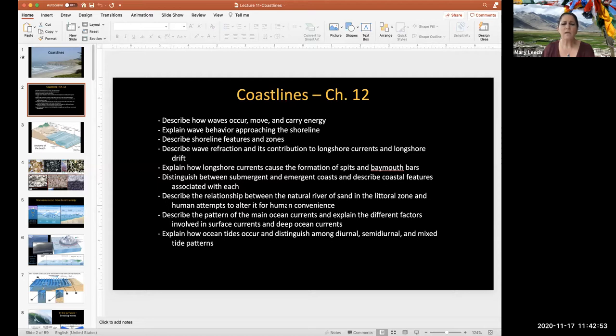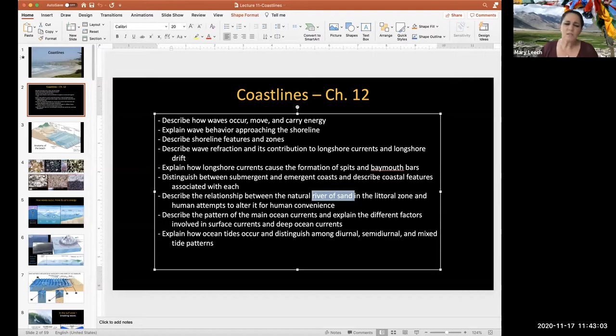Okay, so I kept the language from the textbook here. This is concepts from the River of Sand movie. That's such a classic movie.